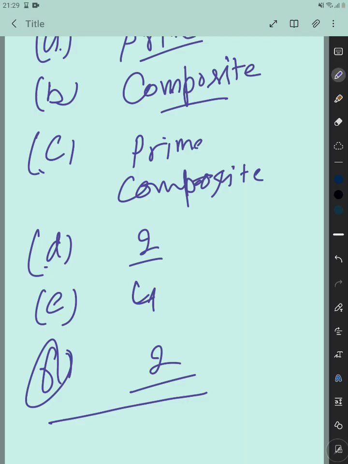So this completes exercise 3.2, and in the next session we will have the theory part of the divisibility of numbers, and then we'll take exercise 3.3. So this is all for this exercise. I think you got to understand how to solve the questions, and doubts might have been cleared also. So this is all, we'll meet again. Thank you.